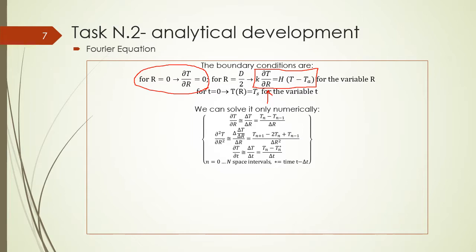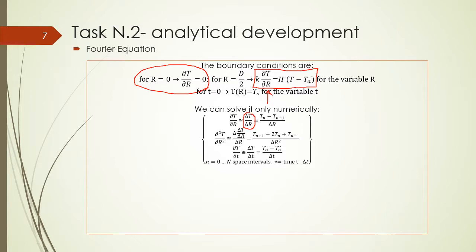We need to approximate the derivative of the temperature over time with delta T over delta t, as well as the second derivative versus R with delta of delta T over delta R, and the derivative of the temperature versus time as delta T over delta time. In the second member, we see there is an n suffix here. What does it mean? We divide the radius in N big space intervals.